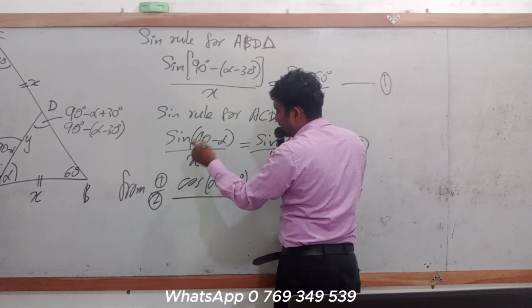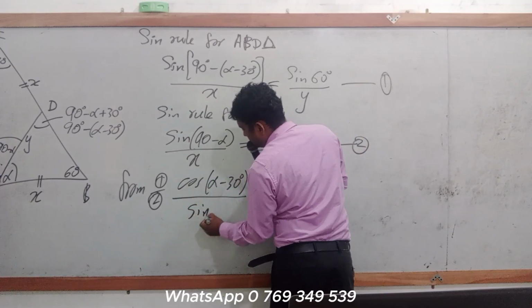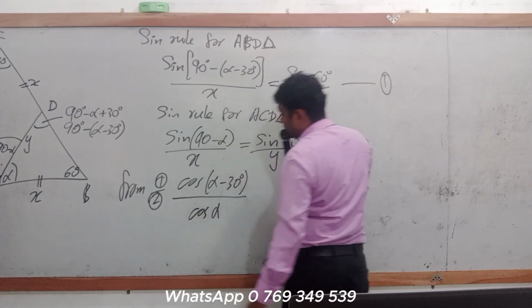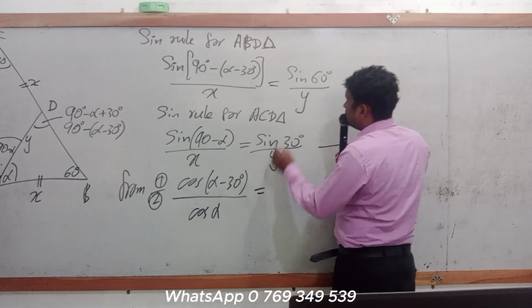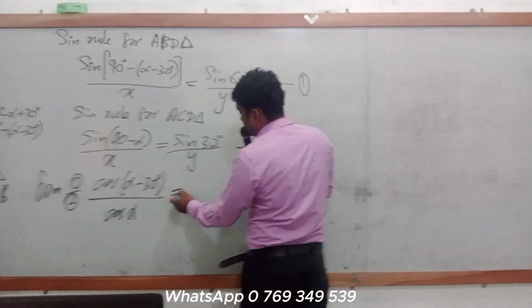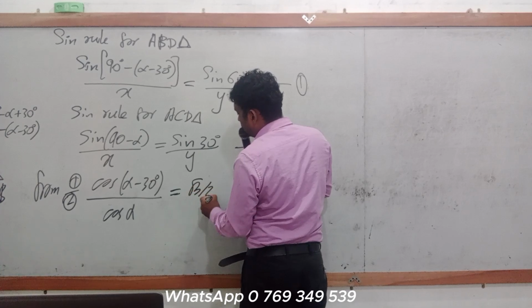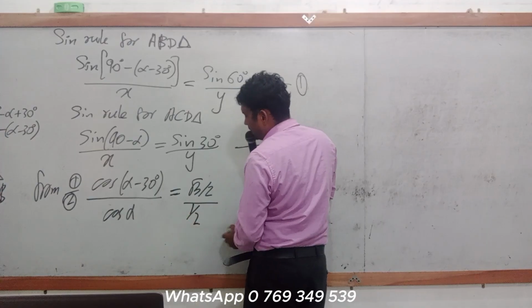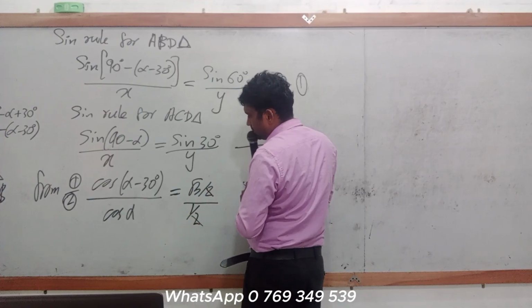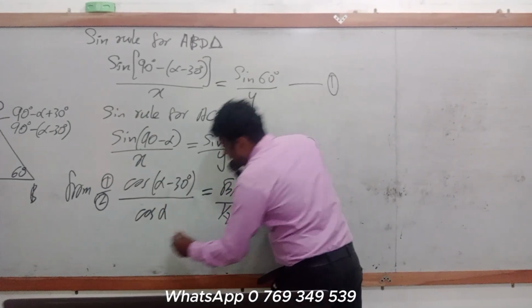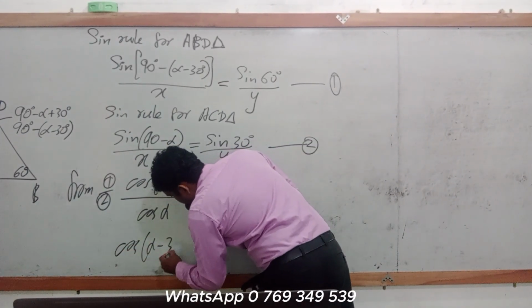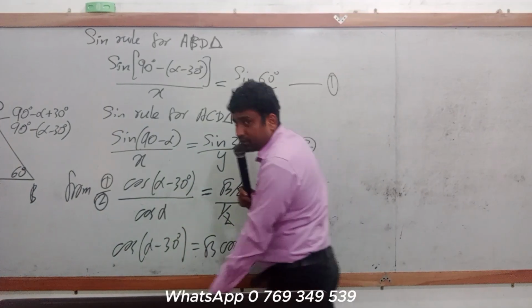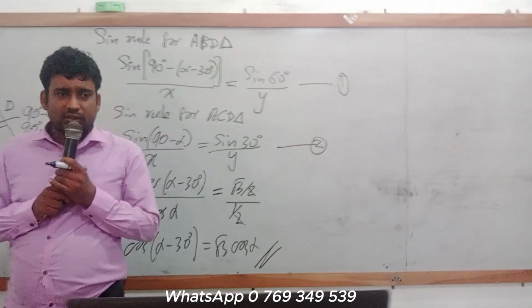And here sine 90 minus alpha, that is cos alpha. Sorry, cos alpha. And here sine 60 is root 3 over 2. And y cancels, sine 30 is also half. Right? This half and this half cancel. Therefore, this cos alpha turns to here, and cos alpha minus 30 equals root 3 cos alpha. I think that is the answer. Yes.